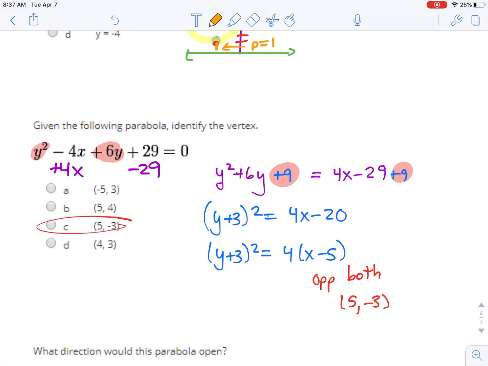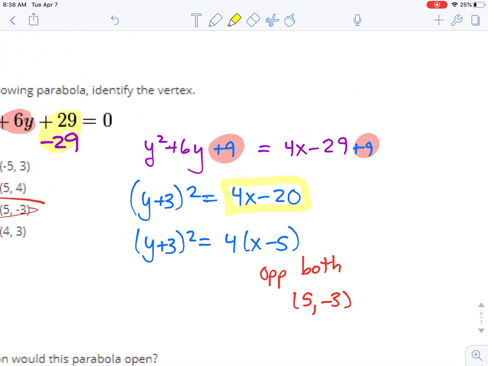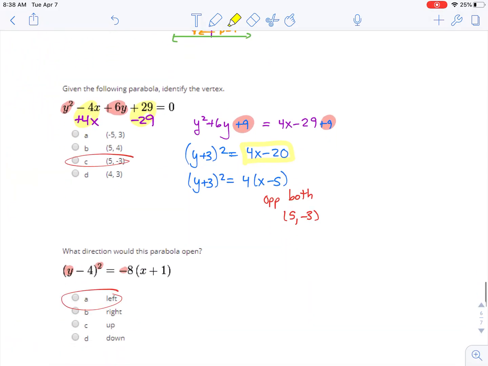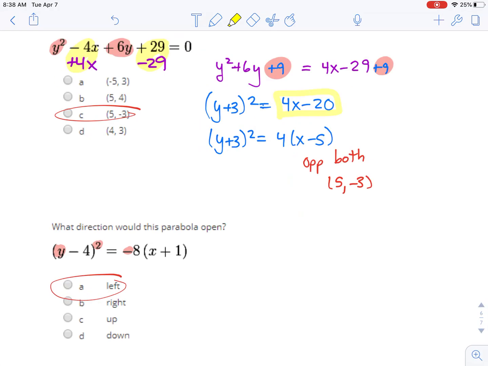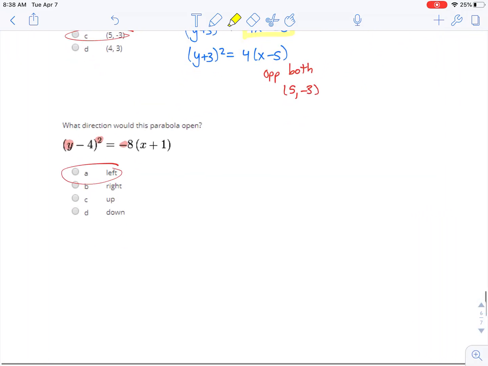The next one, just make sure you organize your letters correctly. I have the y squared plus 6y, but I'm moving the x and the 29 to the other side using opposite signs. When you complete the square, make sure what you do to one side you do to the other. After you simplify, factor out your GCF. And then from there, we're going to take the opposite of both for our x and y, so we are at 5, -3. For this one, we have a y squared. It's negative, meaning it is going to open to the left.